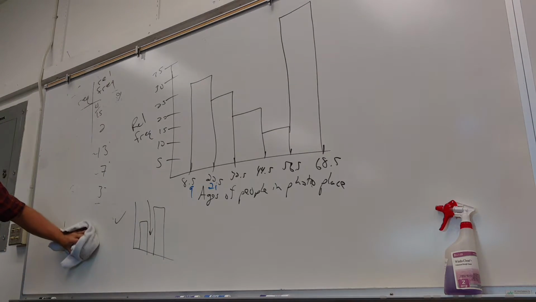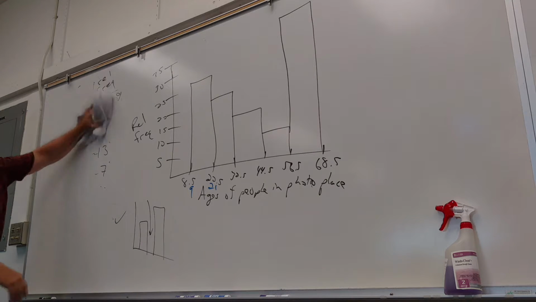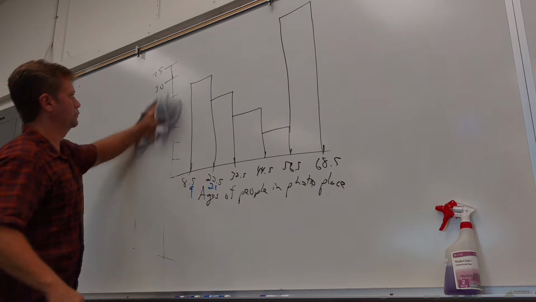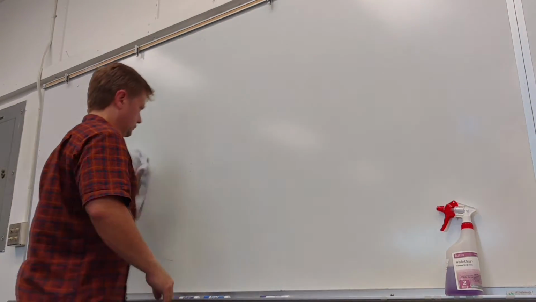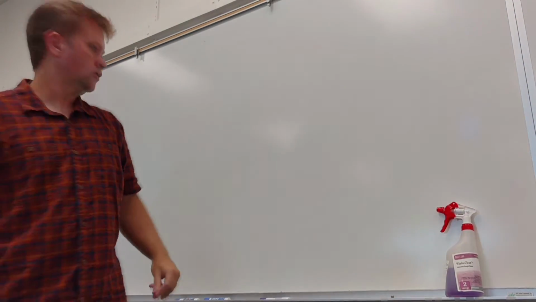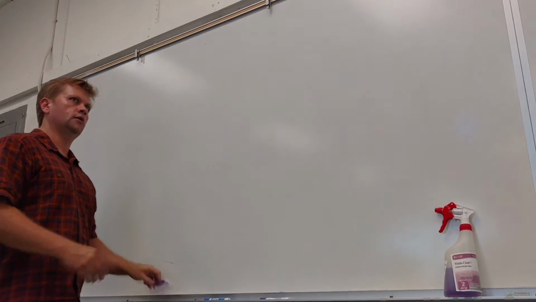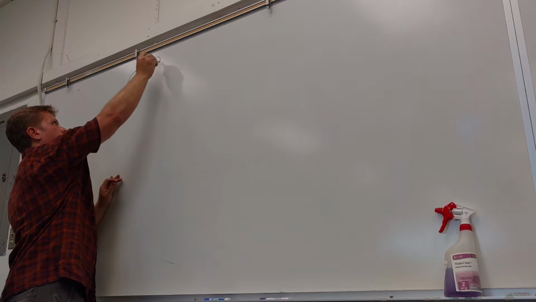So guys, don't put that away. We're going to use the same data, I think, to do this next thing. We're going to get into what's called box and whisker plots. So we're sort of getting into section 2.3.